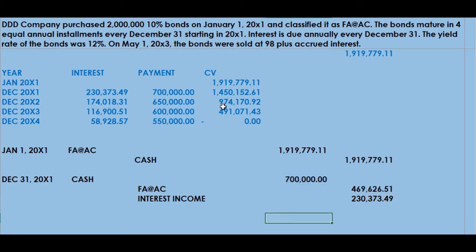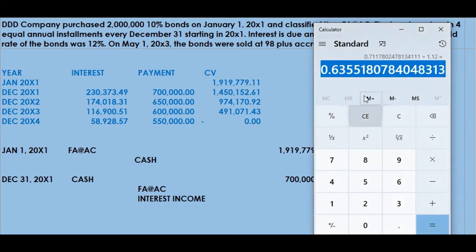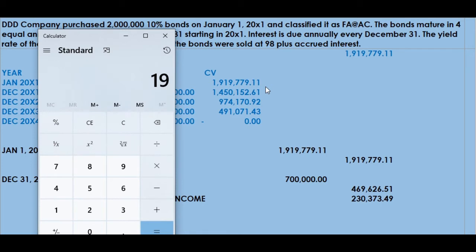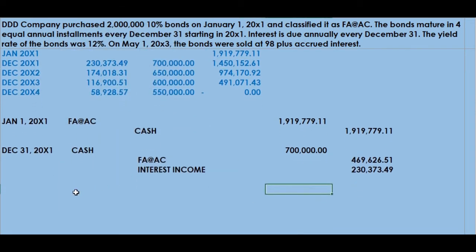Okay. So kung mapapansin mo, basically, paano lumabas ito, yun din lang yun. Kunin mo lang ito, ibawas mo itong na-amortize na financial asset at amortized cost. Ito yung lalabas na amount. Okay, so to prove, pakita lang natin sa calculator. So that's 1,919,779.11 minus natin itong na-amortize na 469,626.51. So, yun na siya. 1,450,152.60 or 61. Okay. So, yun na yung amount natin. So, anyway, tuloy lang natin.